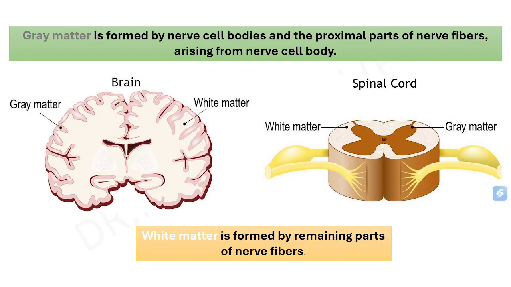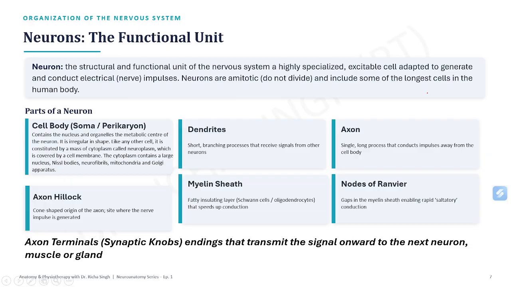Whenever we mean gray matter, it is equal to nerve cell bodies plus nerve cell dendrites plus unmyelinated fibers, which is why it appears gray. And whenever we mean white fibers, we mean myelinated axons and neurons, which are fast in conduction.